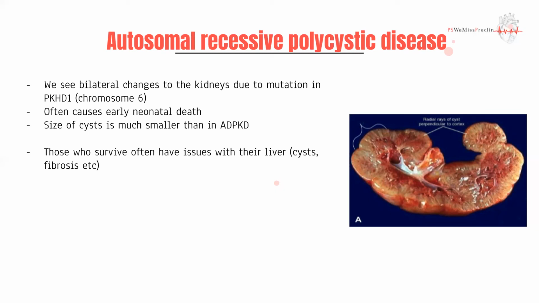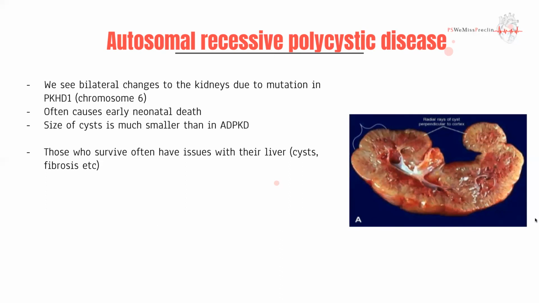This is chromosome 6. Autosomal recessive polycystic kidney disease presents much earlier than the dominant type. This one presents almost at birth or in neonates and is a cause of early neonatal death, versus autosomal dominant, which presents mostly above the age of 30. So in their 30s or 40s is when most people would find out that they have autosomal dominant polycystic kidney disease.